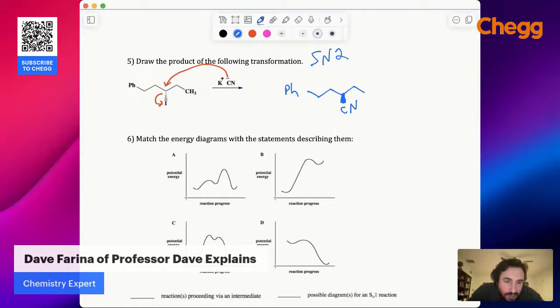Oh, this is great. John asks about rate determining step and leaving group ability. So we're going to look at some energy diagrams right here. Carbocation stability is definitely the main factor.